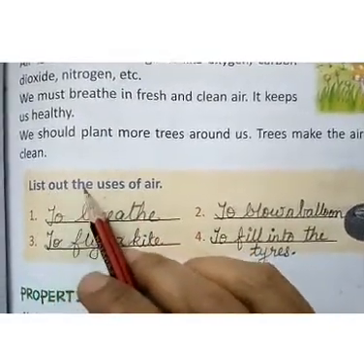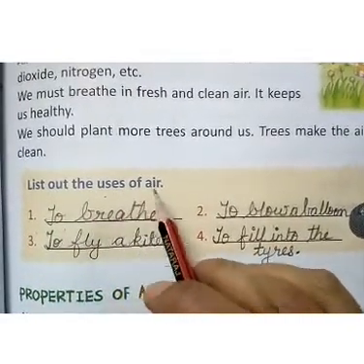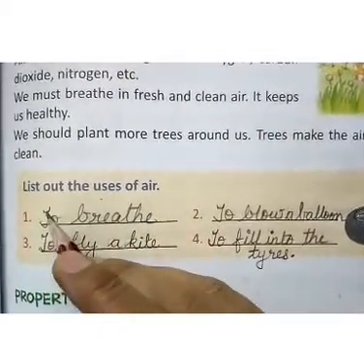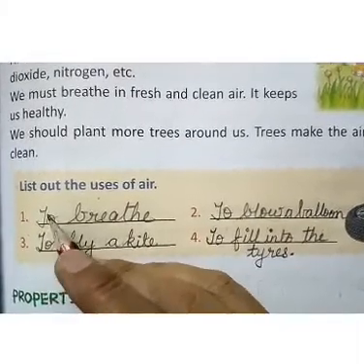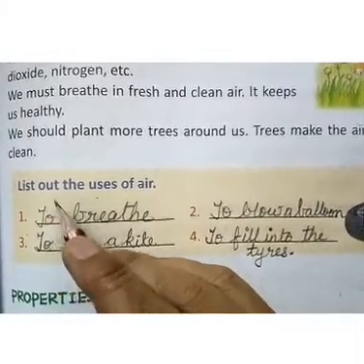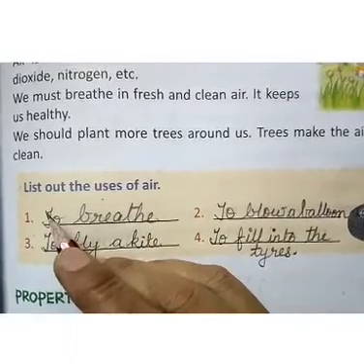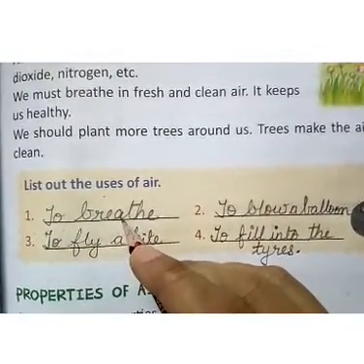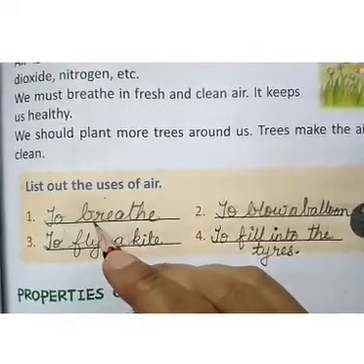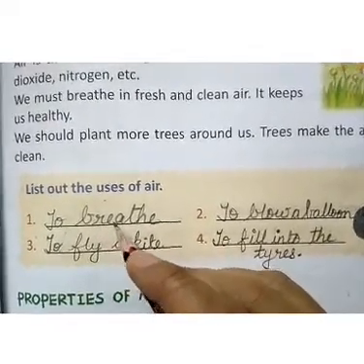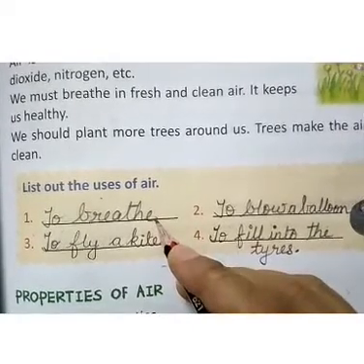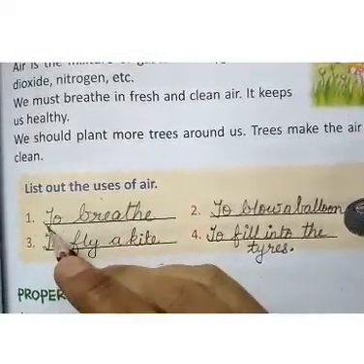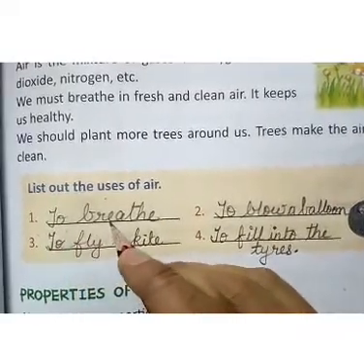Here we have to list out 4 uses of air. So you all take a pencil in your hand and start writing. Number 1, the first use of the air is to breathe. All the living beings, it can be human beings, plants, animals, insects, birds, everyone needs air to breathe. So all of you write down number 1, to breathe.